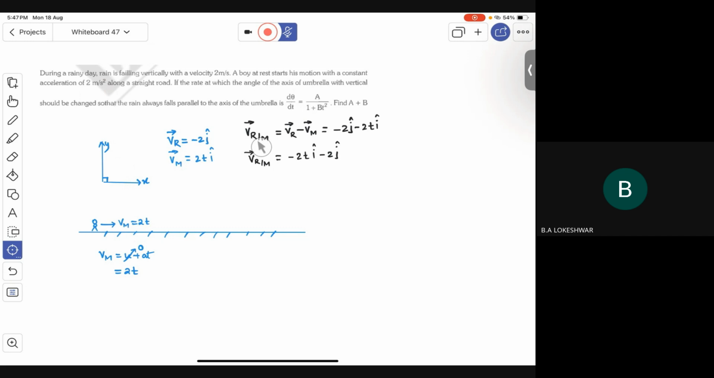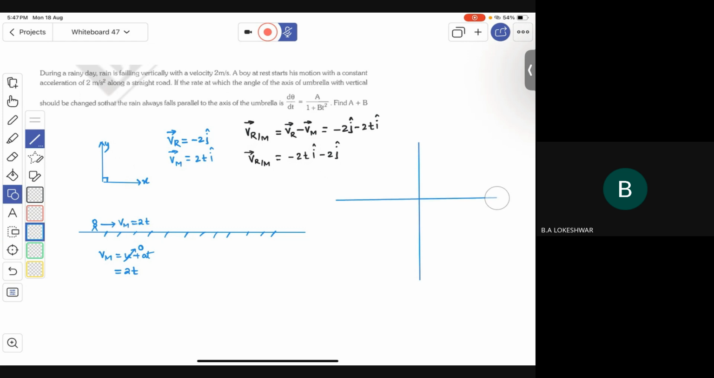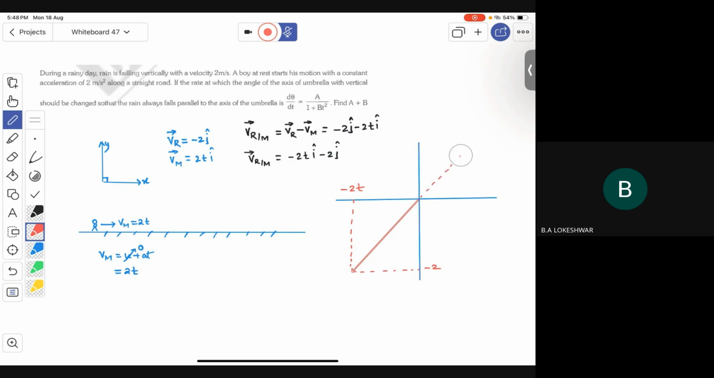So the velocity of the rain with respect to the man will be Vr minus Vm. Now we got a vector whose x component is negative and y component is also negative. I will draw that vector graphically. This vector should be making an acute angle with negative x and negative y. The y component is minus 2 and the x component is minus 2t. So the angle it makes with the vertical is this angle.